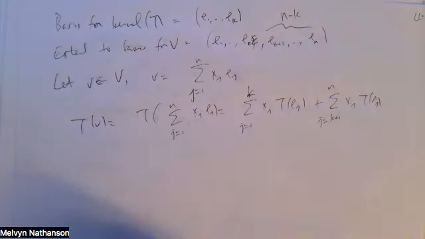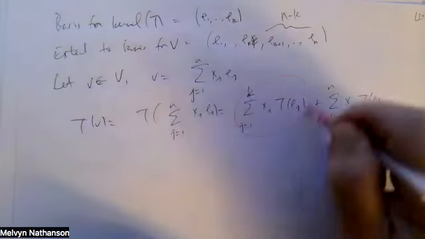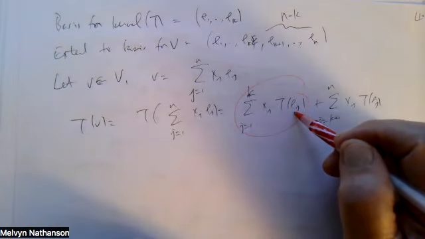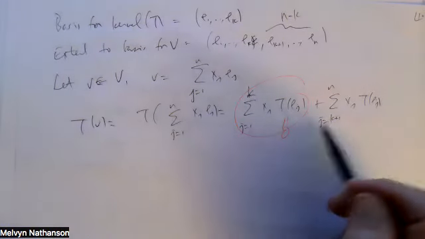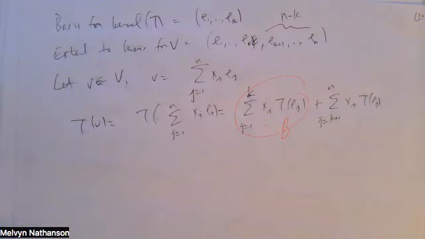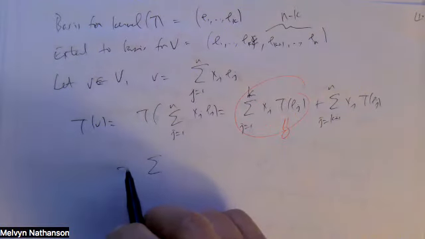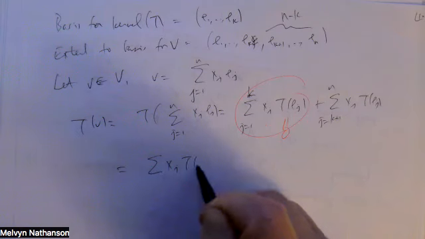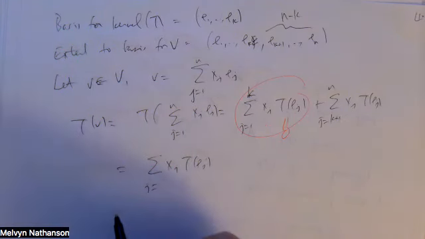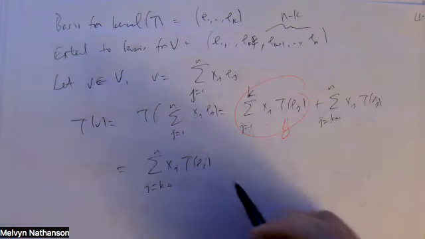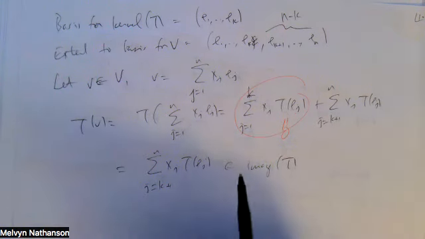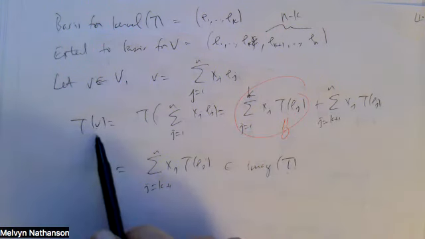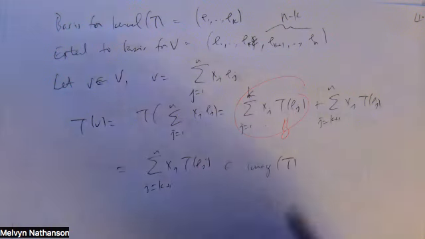But if you look at these vectors, for j going from 1 to k, ej is in the kernel of T. So this vector is 0. So in fact, this sum is 0. We're just adding the 0 vector to itself k times. So this is just the sum xj T of ej, j goes from k plus 1 to n. It's this vector in the image of T. Every vector in the image of T is T of v for some vector v in the vector space V.